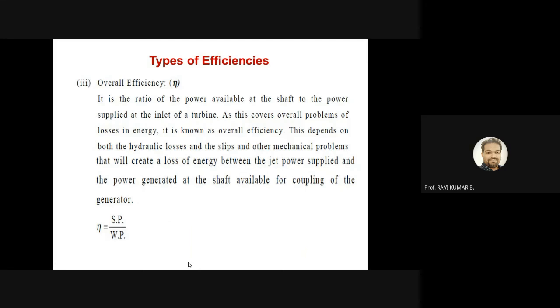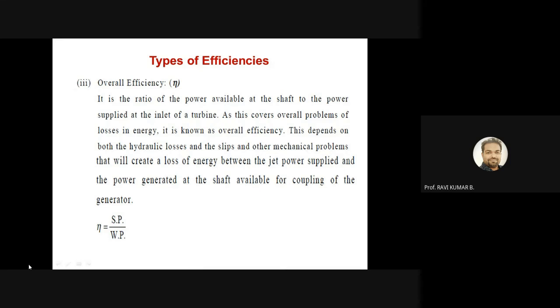Take the next one, overall efficiency. It is the ratio of shaft power divided by the water power. Overall efficiency talks about how much power is available at the shaft and how much you have supplied at the entry of the turbine. If you take the ratio of that, that will give the overall efficiency. So it is the ratio of power available at the shaft to the power supplied at the inlet of the turbine. It will cover all the losses: losses in the nozzle, vanes, then losses during the conversion of kinetic energy into the shaft energy. All those losses are to be accounted for when we are calculating the overall efficiency.